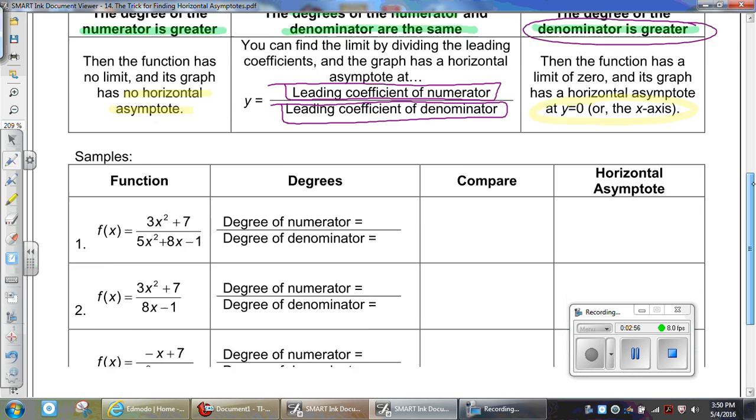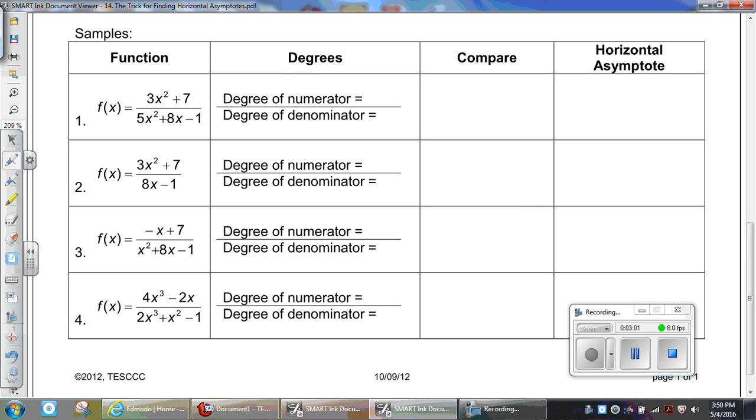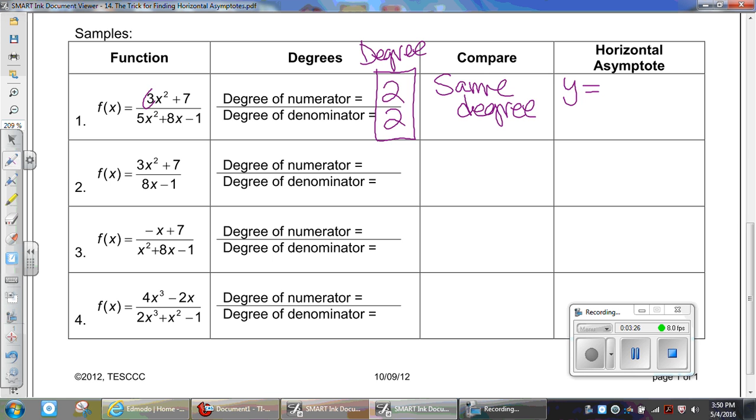So let me show you here quickly how we will find the horizontal asymptotes. So right here, this one is degree 2 on the numerator, the denominator is degree 2. So these are same degree, right? So what will be the horizontal asymptote? That's going to be the ratio between these two leading coefficients. Oh, I'm sorry. Those are not the coefficients. This is the degree. My bad. It will be the ratio between 3 and 5 because those are the leading coefficients. And that's it. That's the horizontal asymptote.